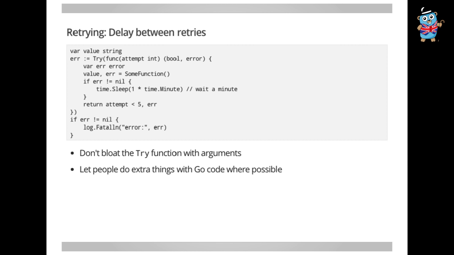We just check if the error's not nil, just sleep. So it does it in the body. That also means it's in the place where it's actually happening, and that's where you see it. So I think that's another nice little pattern.